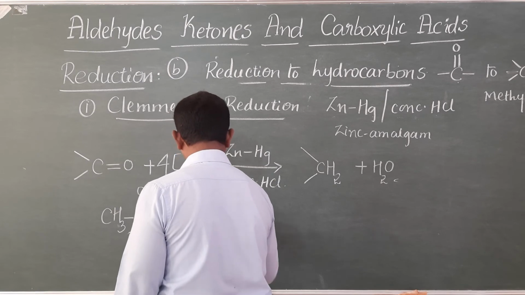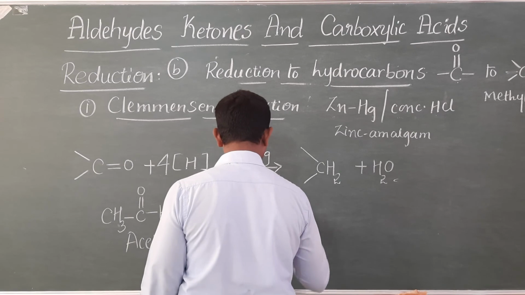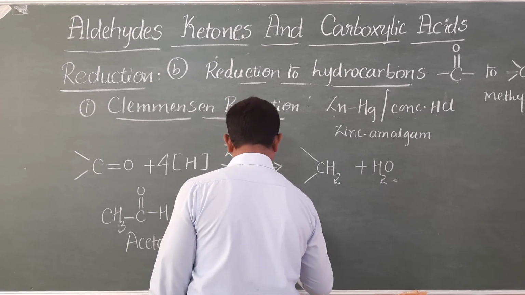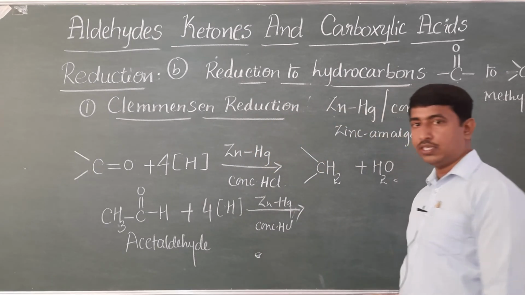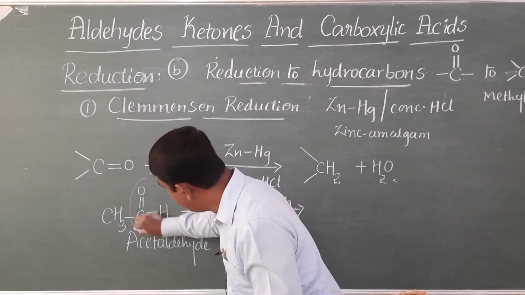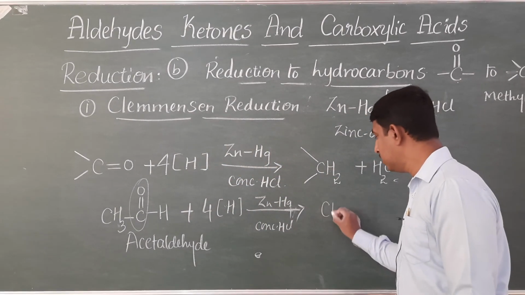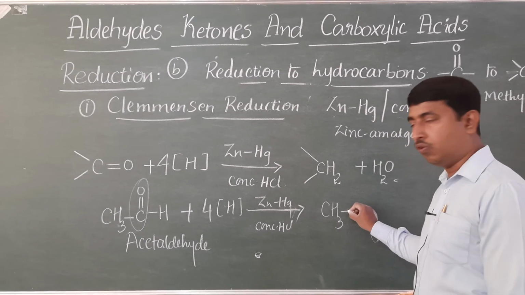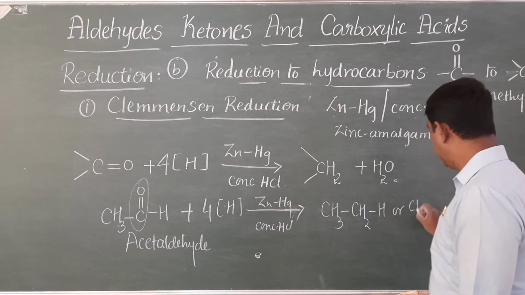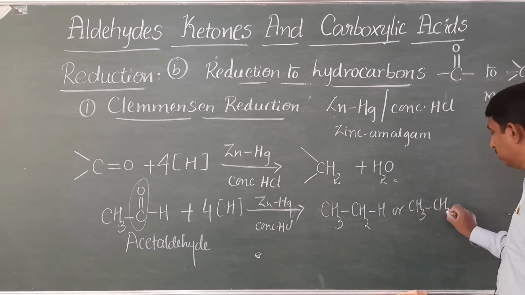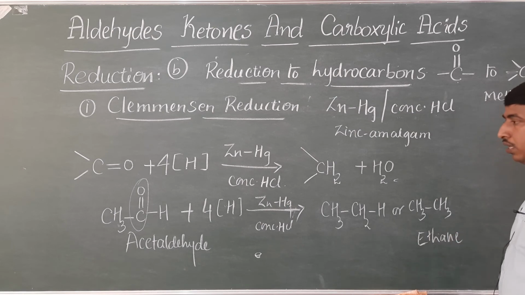Acetaldehyde, subjected to reduction by using zinc amalgam in concentrated HCl. In the place of CO, you write CH2. So it is CH3, CO is there, what do I write? CH2, single bond H, or it is CH3 CH3, this is ethane, C2H6.